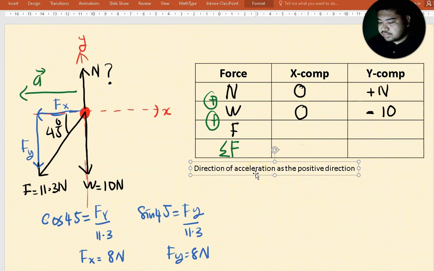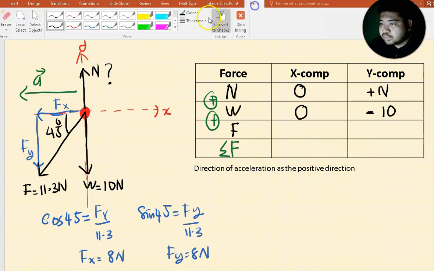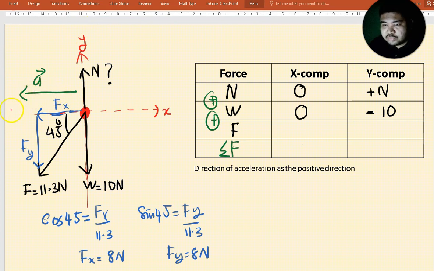Okay, one thing I forgot to mention here is that we are going to take the direction of acceleration as a positive direction, as I've written here. So because the acceleration is pointing to the left, we are going to take the left as positive and the right as negative direction. So fx here is going to be positive 8. So instead of negative, we are going to have a positive 8. Okay, remember we take the direction of acceleration as positive direction. And then the direction of y, so as usual downwards direction is negative 8.